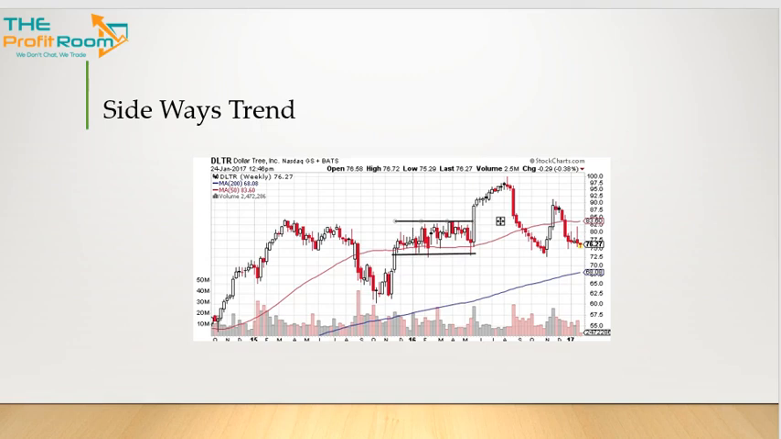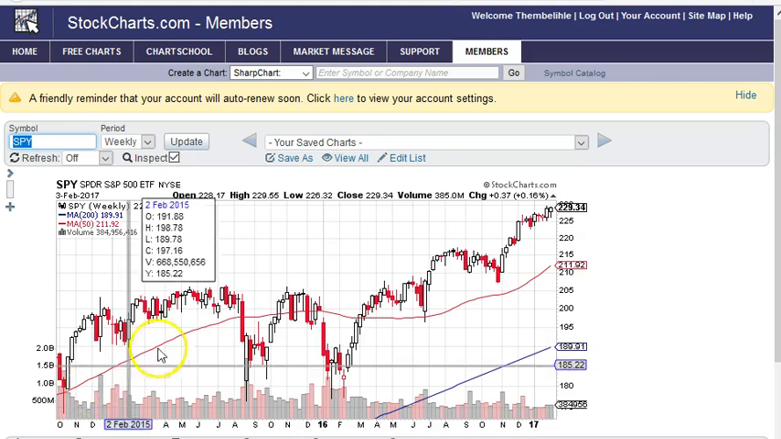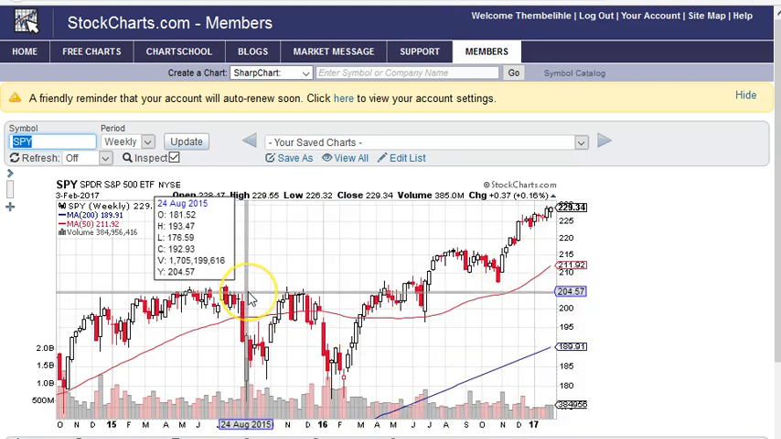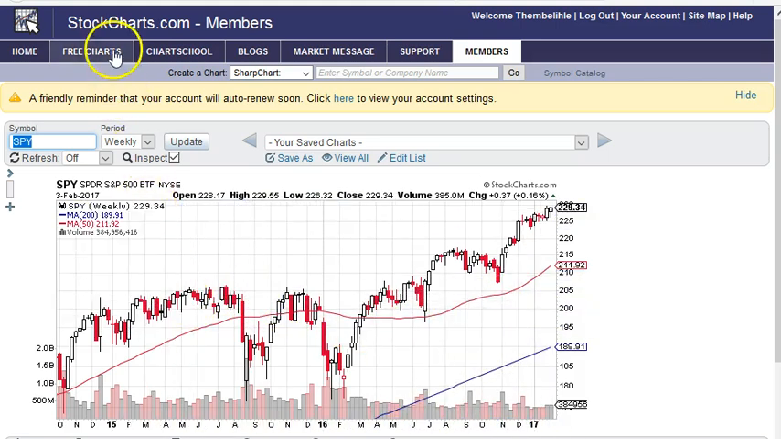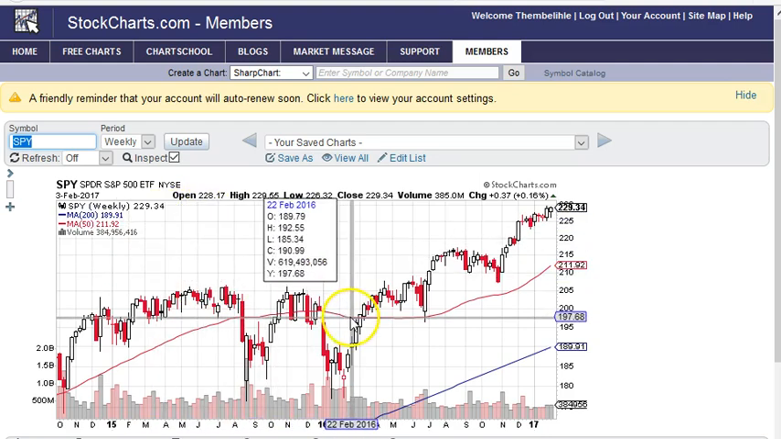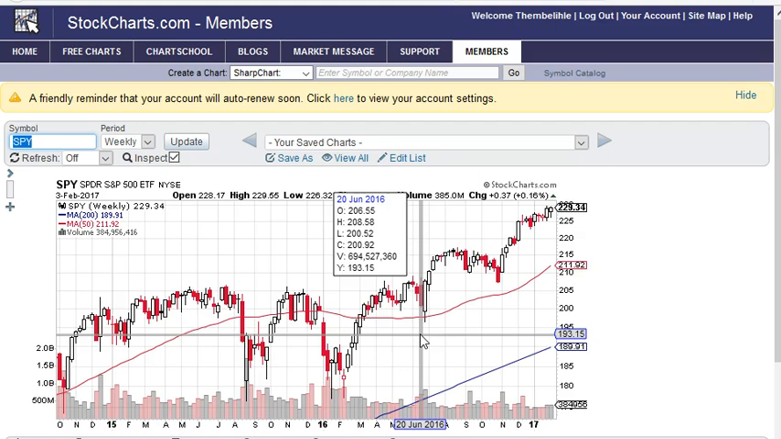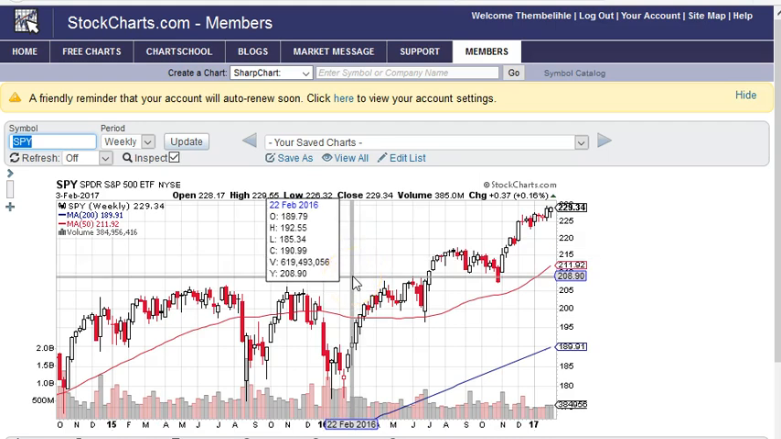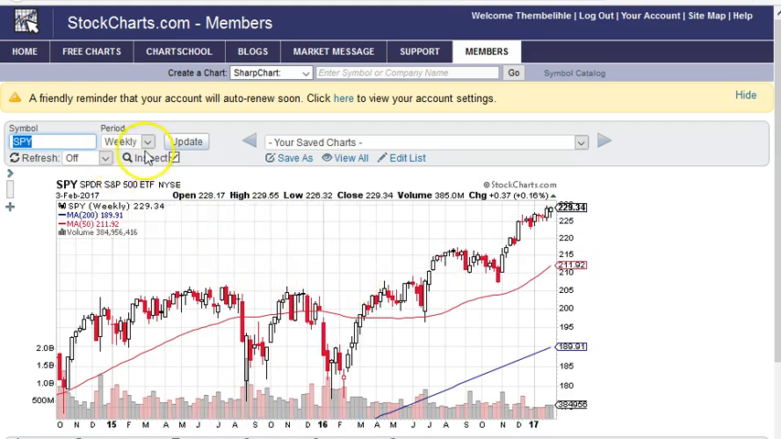One we recommend, especially for beginners, is stockcharts.com. Stockcharts.com provides some nice charts. You could get the free charts or you could pay for a subscription. There's really no need to pay for a subscription if you have a broker that's giving you a charting service. But I'm just showing you how StockCharts works if you decide to use it.